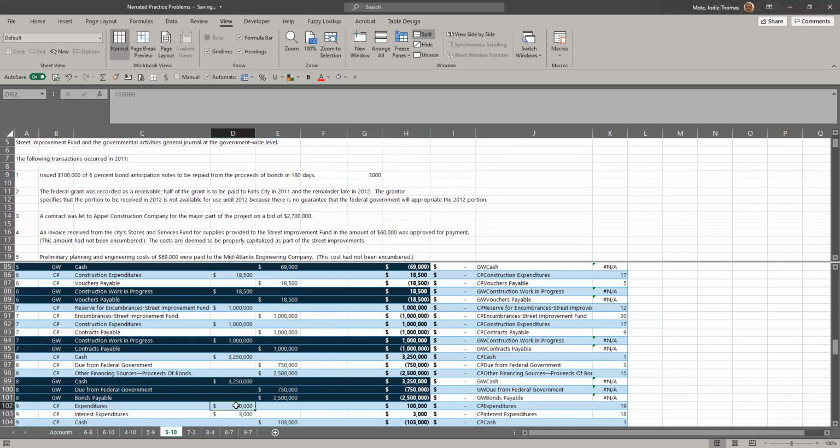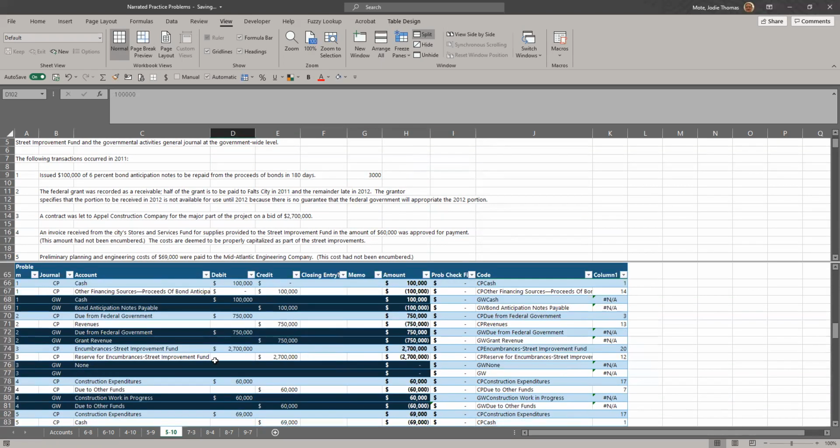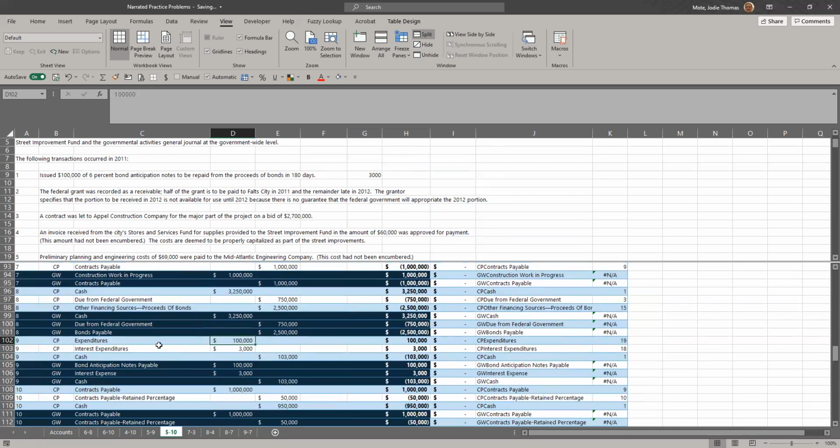Yeah, here we go. Since we recorded that the bond anticipation note is other financing sources, when it's going back out the door, when we're repaying it, it's going to be a debit to expenditures. And then 3,000 to interest expenditures and 103,000 total credit to cash to pay off that note and the related interest. And here we have in the government-wide governmental activities journal the same thing, except we're paying off a payable instead of recording an expenditure like we are in the capital projects fund.